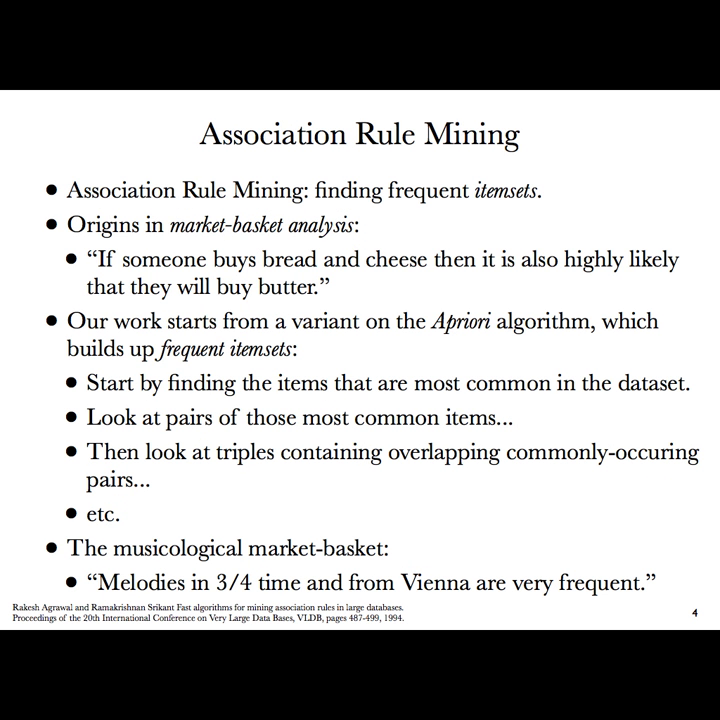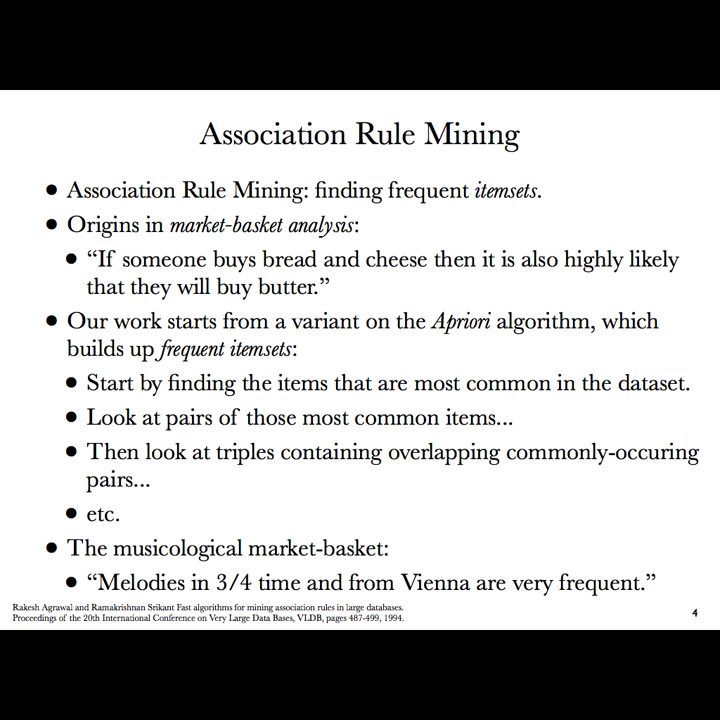The basic idea here is association rule mining, which starts from notions of finding frequent item sets, as it's called. The history of this goes back to what was called market basket analysis. This is the motivation that started this. People started analysing commercial data and wanted to find facts like this: if someone buys bread and cheese, then it's also highly likely that they'll buy butter. That's deduced not from knowledge about bread and cheese and butter, it's deduced from a large collection of information collected on supermarket loyalty cards or whatever.